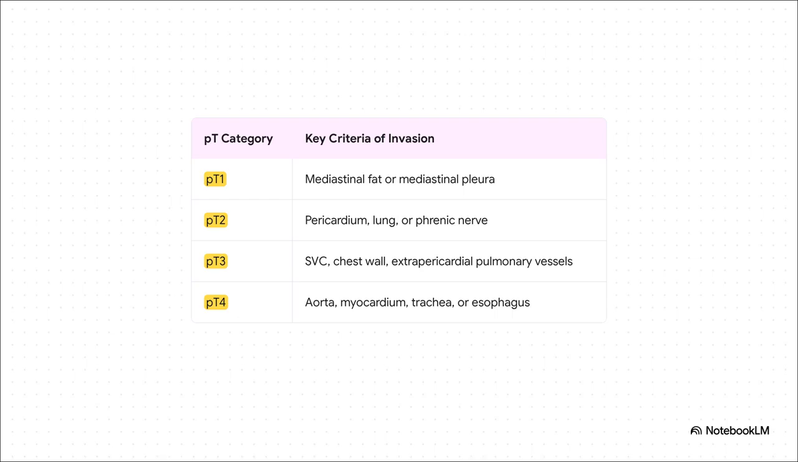This table gives us a really fantastic high-level look at T staging. Think of it like a ladder of invasion. So pT1 is localized. It's just hanging out in the surrounding fat or pleura. pT2 means it's hitting more significant structures, like the pericardium or the lung. pT3 means it's invading major vessels like the SVC. And pT4, well, that's when it's getting into the great structures, the aorta, the heart itself, or the trachea.